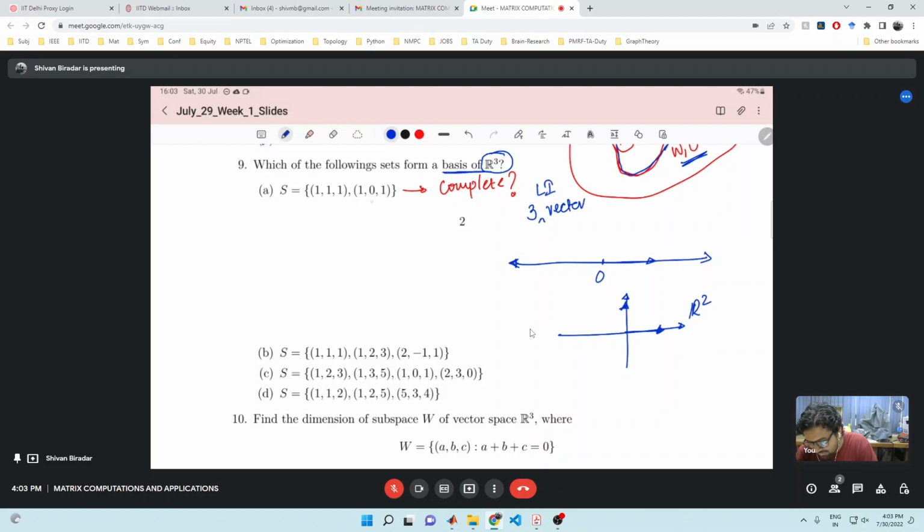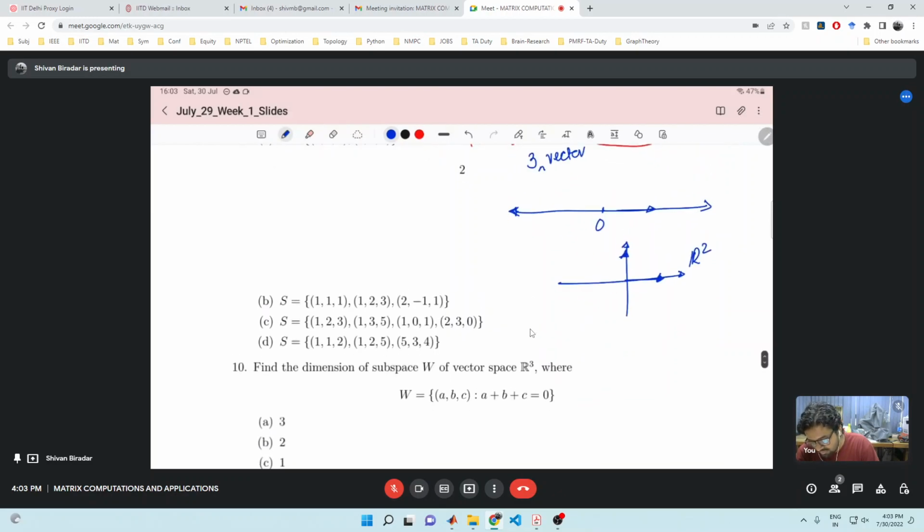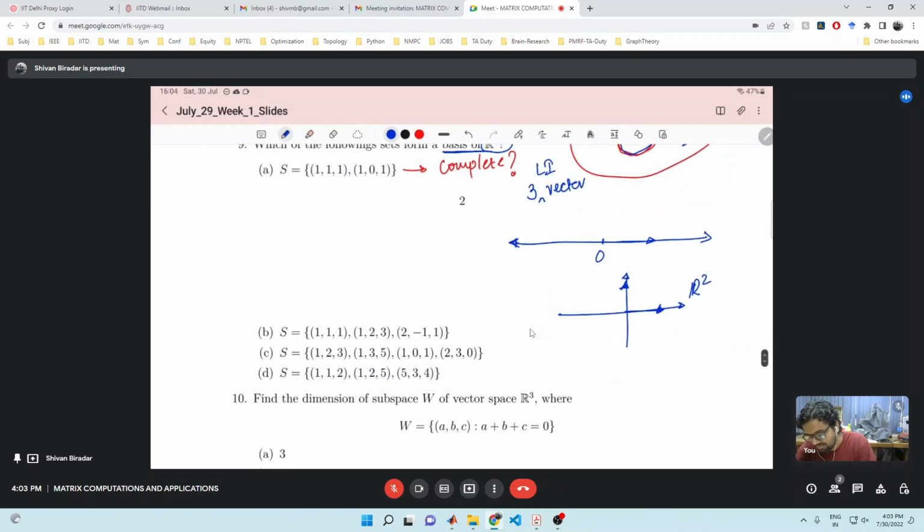So you have only two vectors here. These two vectors alone cannot be the basis of this. You need another vector to form the basis of this R3. Similarly, check these actually, whether they are bases or not.